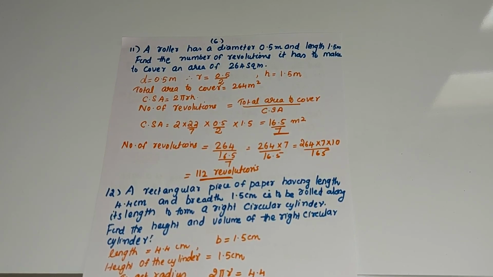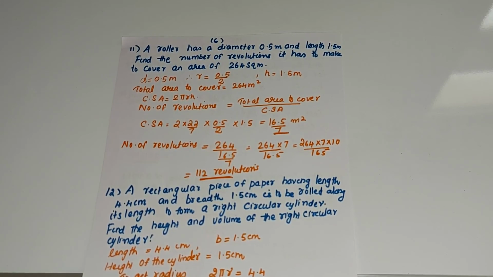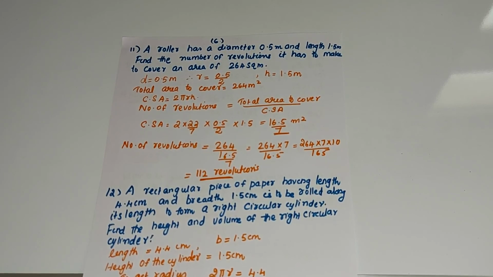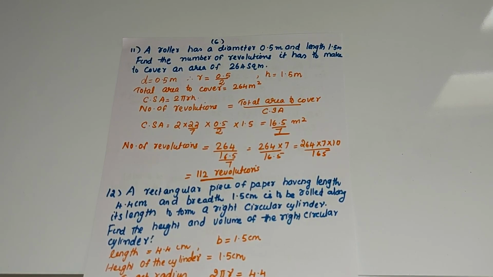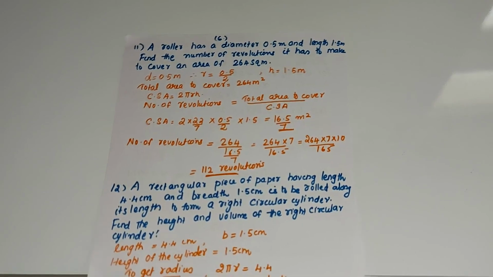So here length equals 4.4 cm, breadth equals 1.5 cm. Along the length, height becomes the breadth. Along the breadth, height becomes the length. So here it's given that it's rolled along its length. So the height equals the given breadth. So height of the cylinder equals 1.5 cm.